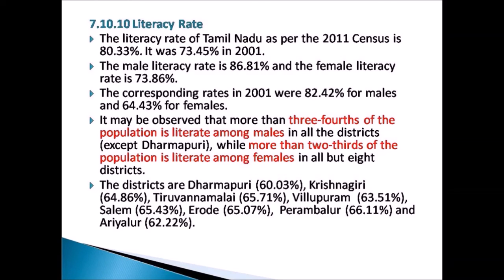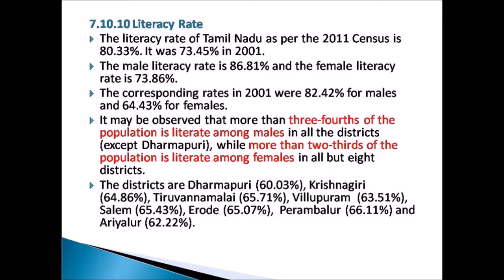Literacy rate. The ability to read and write. Literacy means the ability to read and write. The literacy rate of Tamil Nadu as per the 2011 census is 80.33%, and it was 73.45% in 2001. So then you can see that there is an increase in the literacy rate in a decade.